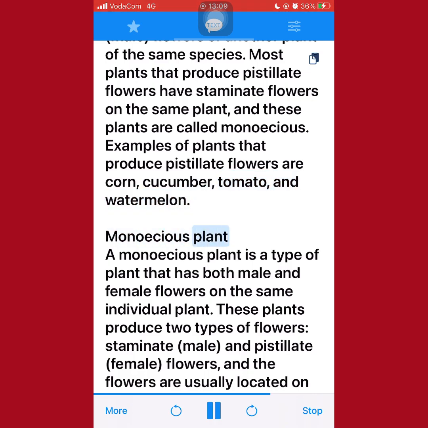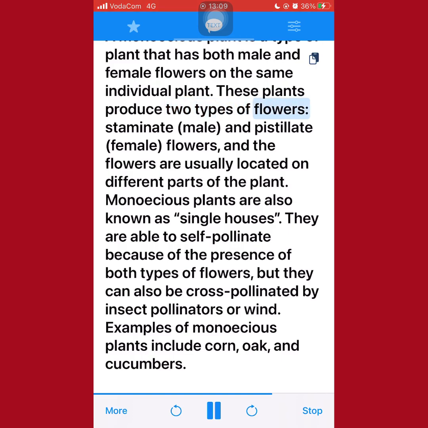Monoecious plant. A monoecious plant is a type of plant that has both male and female flowers on the same individual plant. These plants produce two types of flowers: staminate, male, and pistillate, female flowers, and the flowers are usually located on different parts of the plant. Monoecious plants are also known as single houses.